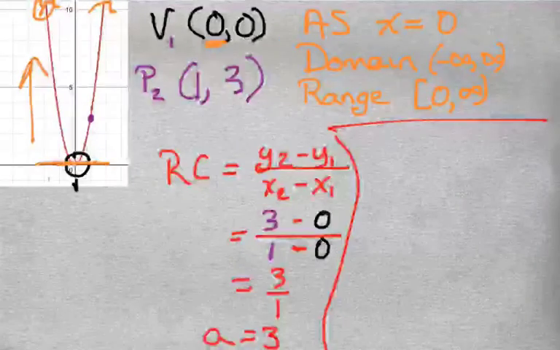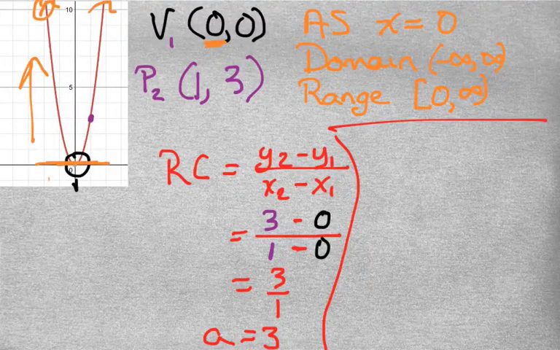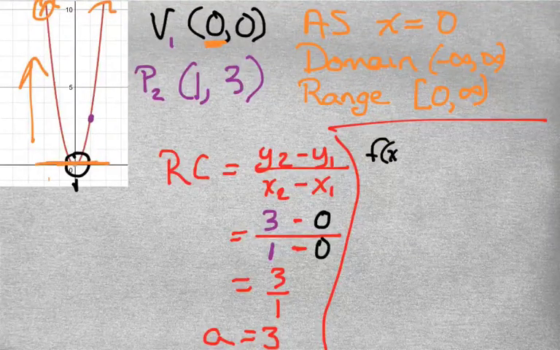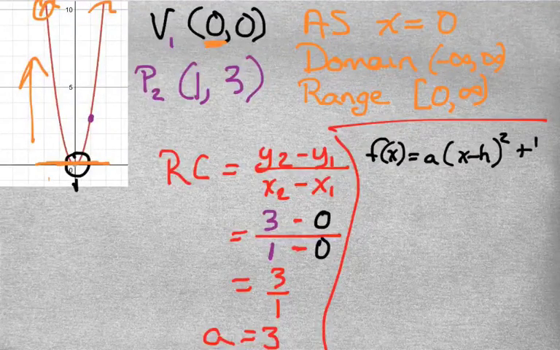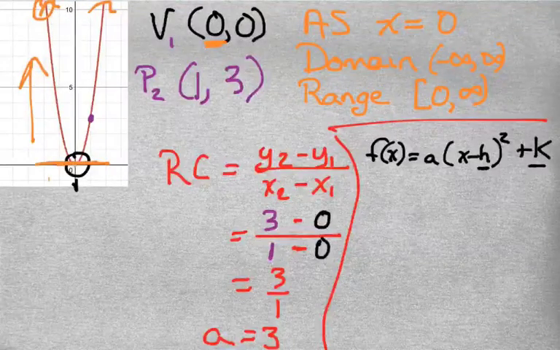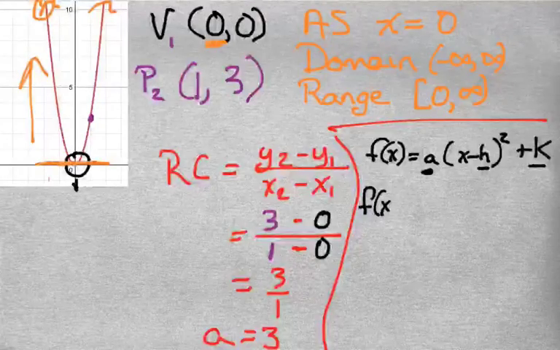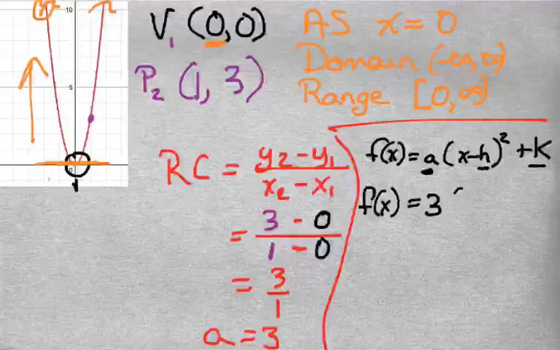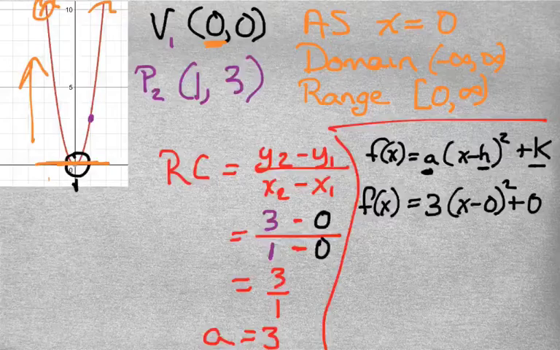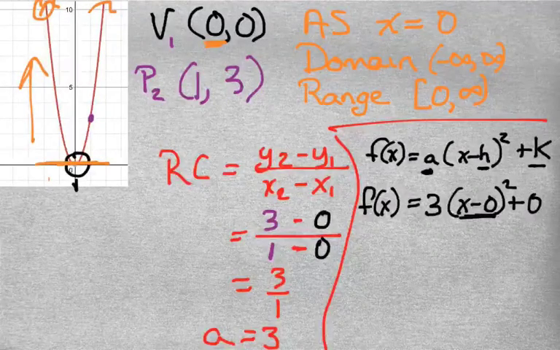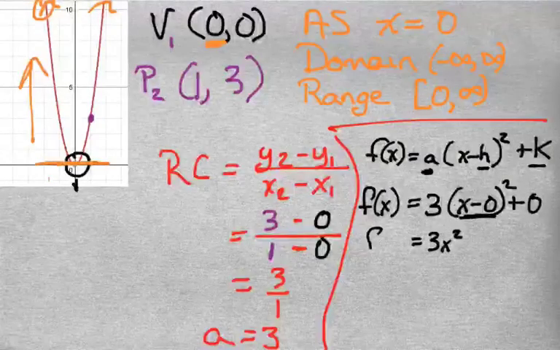So let's now write our function. Going back to the original function, this is f of x equals a times x minus h squared plus k. h and k are coming from your vertex. a is coming from your rate of change. So f of x is equal to 3 times x minus 0 squared plus 0. This combines down to just being x, and so we have 3x squared when you simplify that out. That is our function.